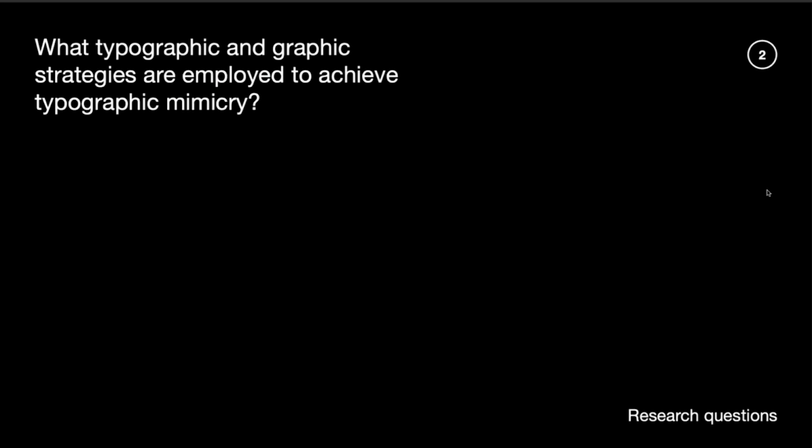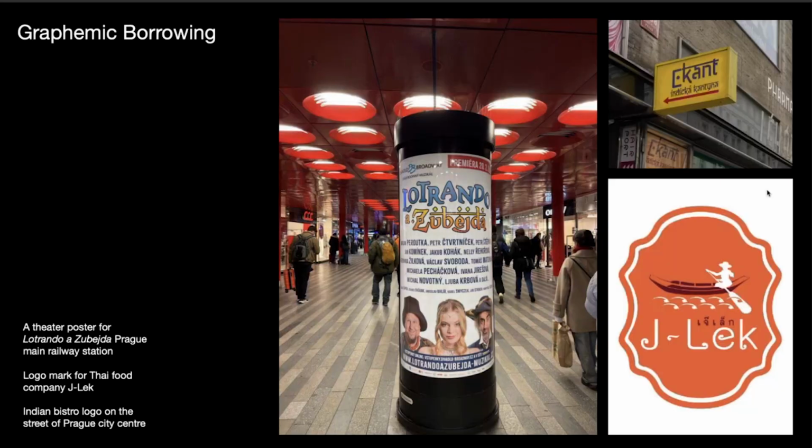Another question I want to investigate is: what typographic and graphic strategies are used to achieve such mimicries? The first category I use is graphic drawing. Here are three photos. They are all using the iconic script features from different languages. The central one is a poster in Prague train station that I saw. It's for a fairy tale story about a Czech doctor who helped a princess from the Far East, and it features the top bar from, for example, Indian languages.